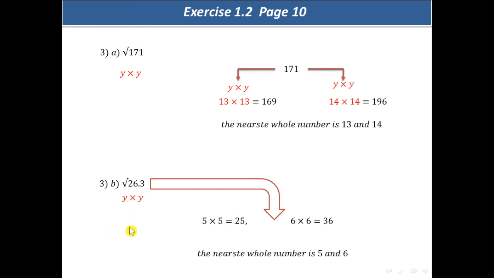Also the same story. You choose a number which gives you the multiplication of it, a number which is closest to 26.3 from the left side and from the right side. Don't let the point here make it hard for you. Just ignore it. Just 0.3 or 0.7 or 0.8 or 0.003.